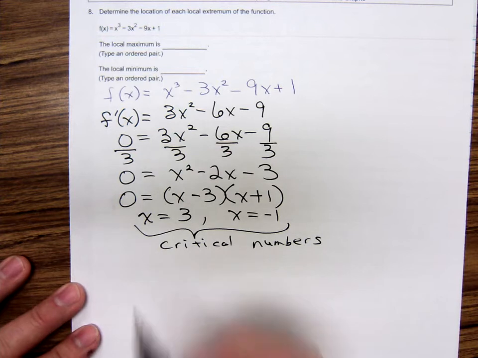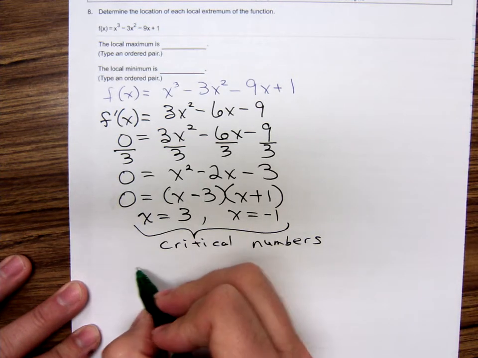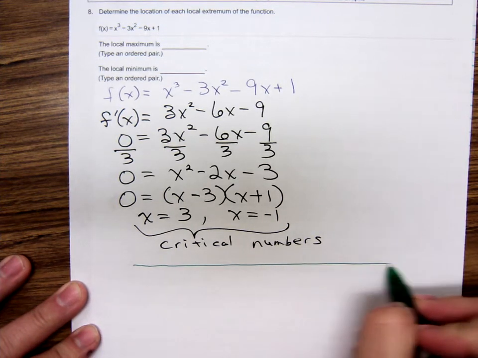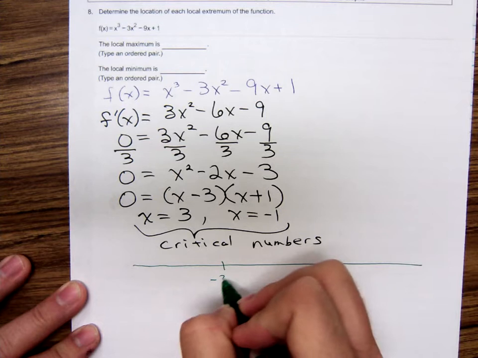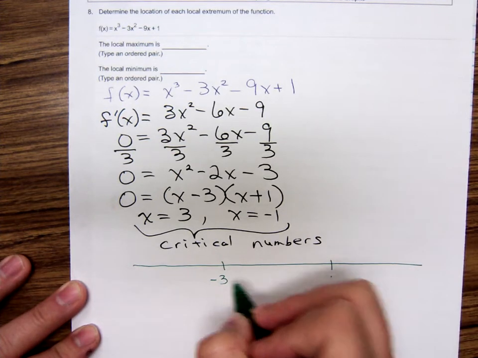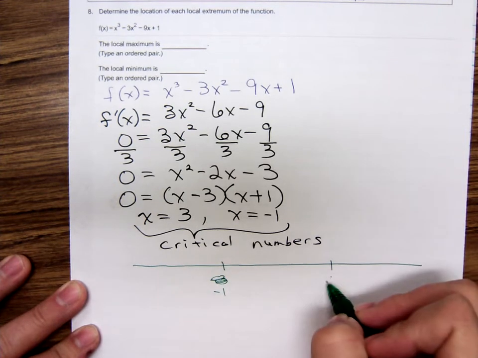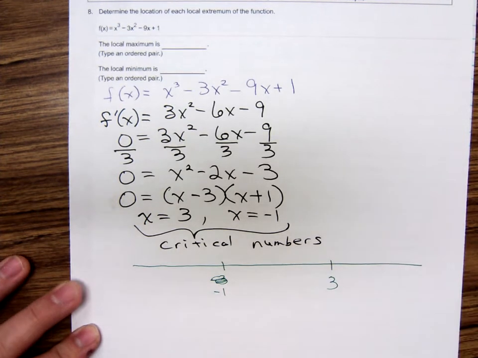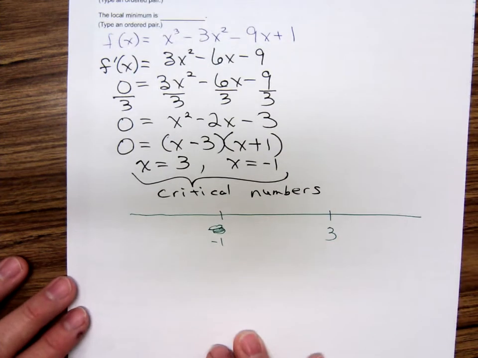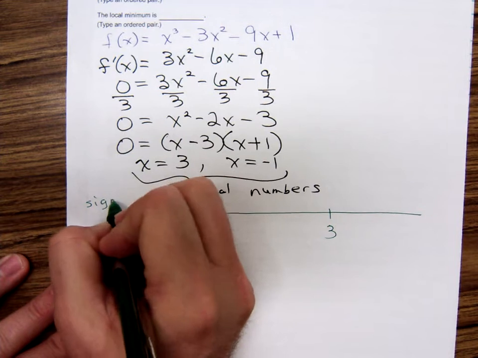So we draw our number line. Use green. There's my number line, and I'm going to test the intervals. No, it's a +3 and a -1, isn't it? So there's -1, there's +3. And we're looking at the sign of f prime.